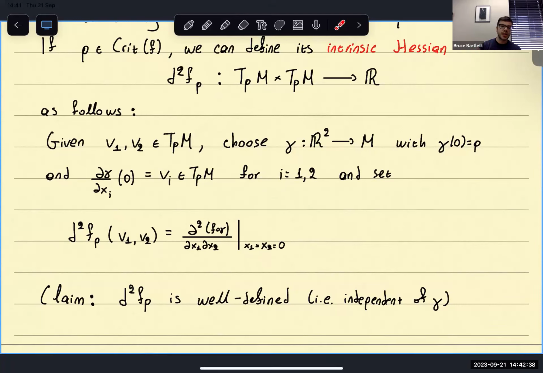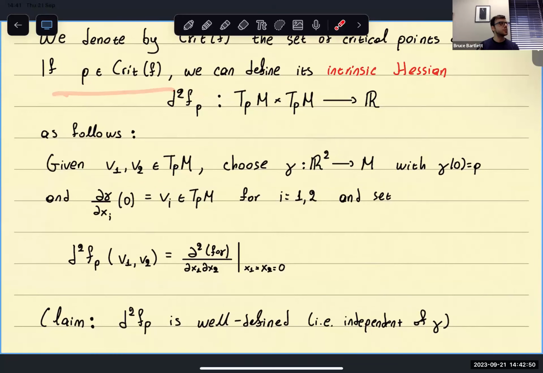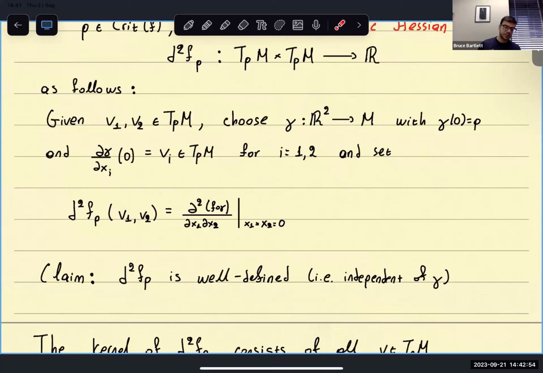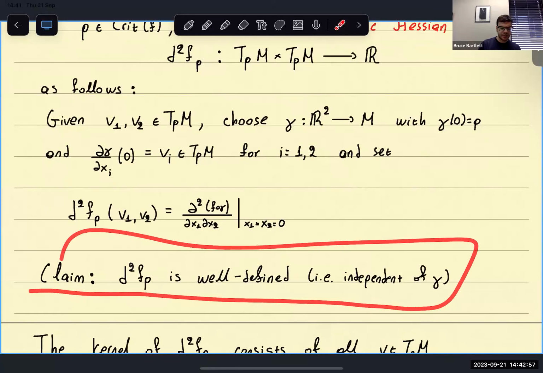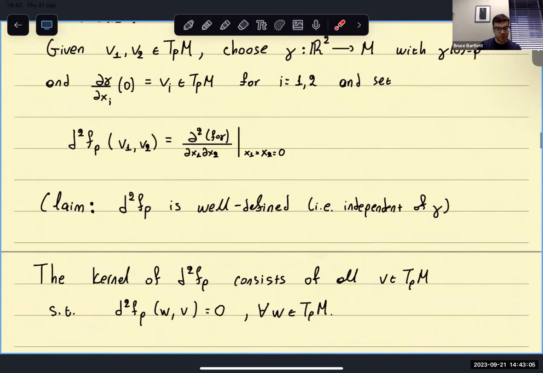And there is something to check here. It's like an exercise in patience and the chain rule that this second derivative of f at p is well defined. I should say that quite crucially uses the fact that p is a critical point to prove that this is well defined. So it's independent of gamma, and you'll also have to check this by passing to a coordinate system. You have to check that it's independent of gamma and independent of the coordinate system that you chose.